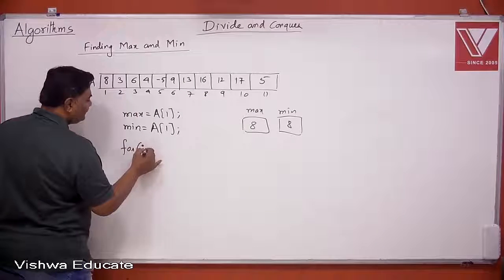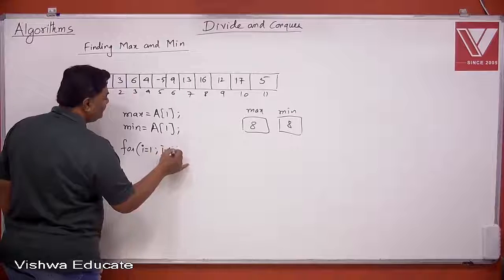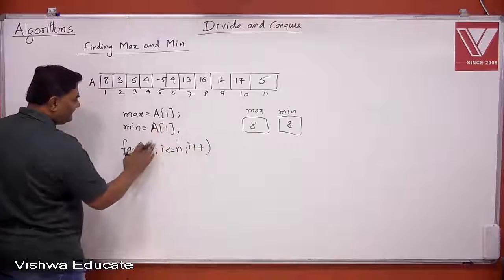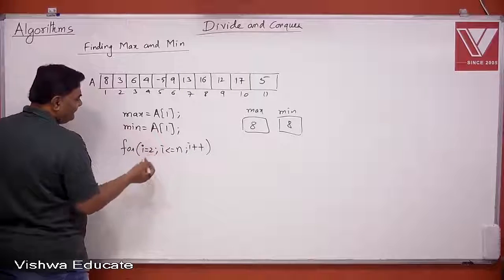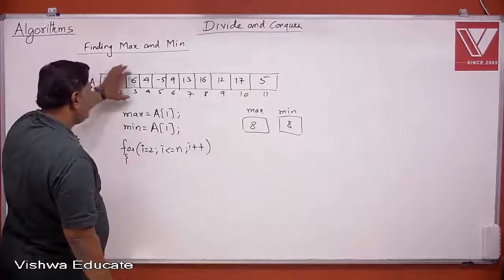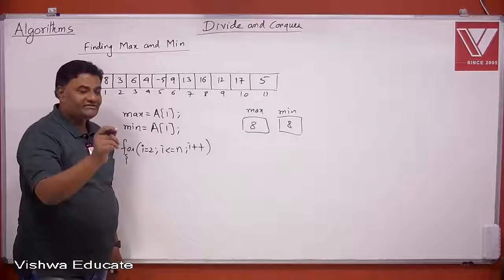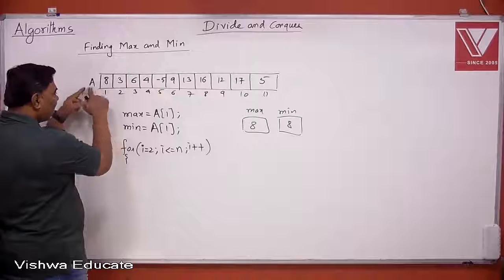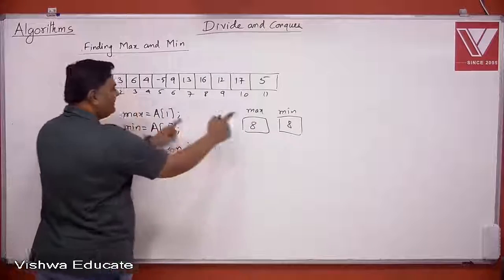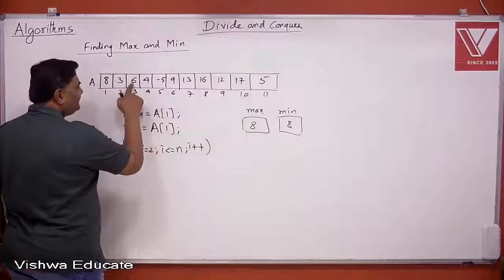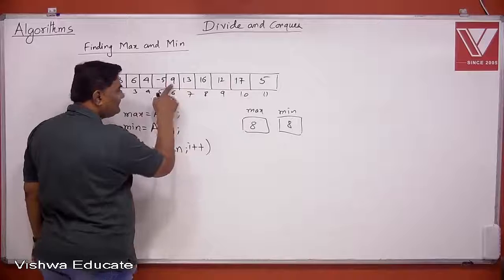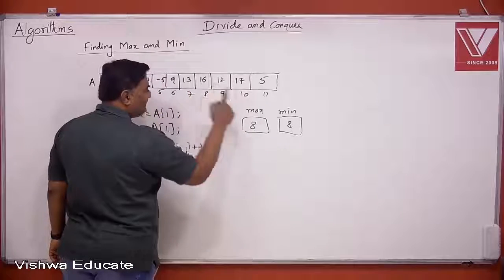Now, I'll go through this array. For i takes values from 1, i is less than or equal to n, i plus plus. The first element is already taken, so let us start from the second element onwards, because the first element is there with them. Now from the second element onwards we'll check. If this element is greater than maximum, then this will take its place. They are not greater, they are not greater. This is greater, so this will take the place.